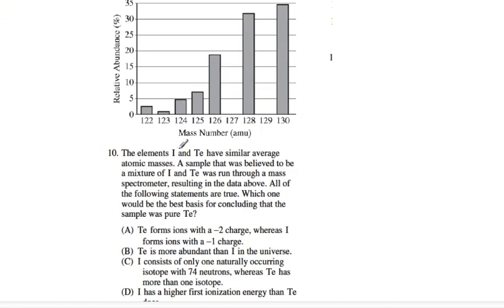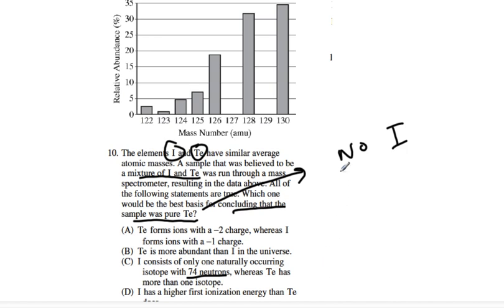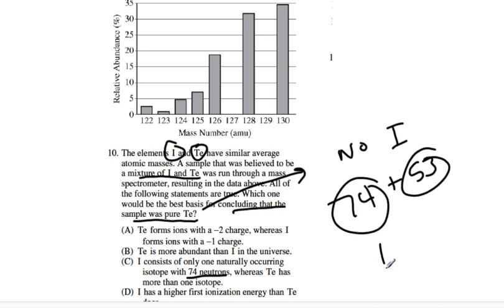So if you look here, they talked about the elements I and tellurium, and it was believed to be a mixture of I and Te. And then they're asking, all the statements are true, which one would be the basis of concluding that the sample was pure Te, meaning there was no I? Well, if I look down here, notice how it tells me iodine consists of only one isotope with 74 neutrons. First thing I'm going to do is check the periodic table and realize that its atomic number is 53. If I add 53 and 74 together, it's equal to 127. That's my mass number.